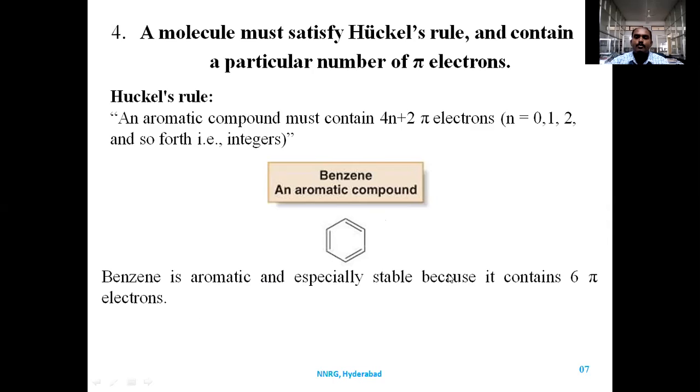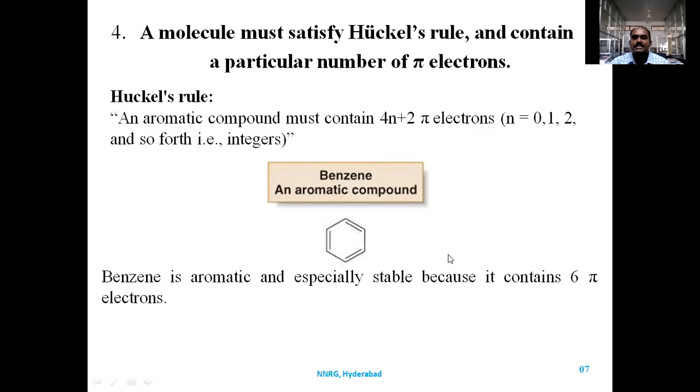Why? How 6 pi electrons? Because each double bond comprises 2 pi electrons, 1 pi electron here, 1 here, 1 here, such that 3 double bonds are there and 6 pi electrons are there. So benzene has 6 pi electrons.